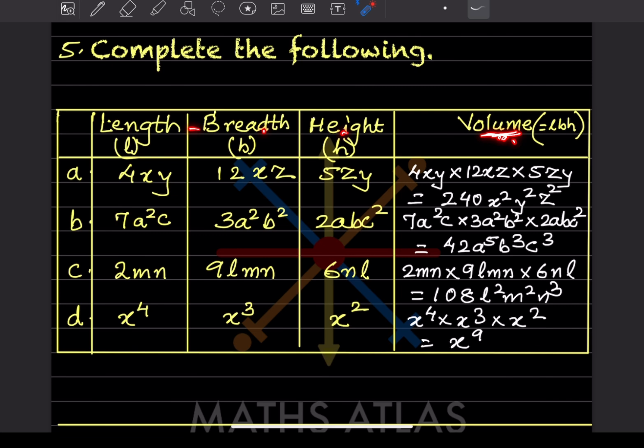So volume is length into breadth into height. So length, breadth and height. You see the same thing here, length into breadth into height. So this will be 48, 5 eights are 40, 240, and then what will you do?